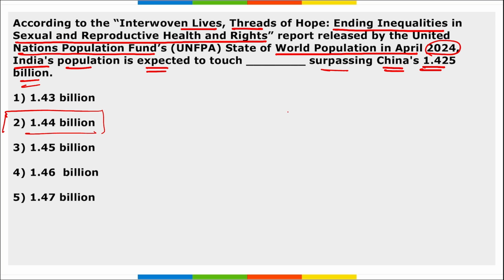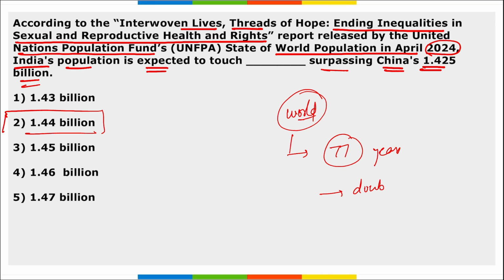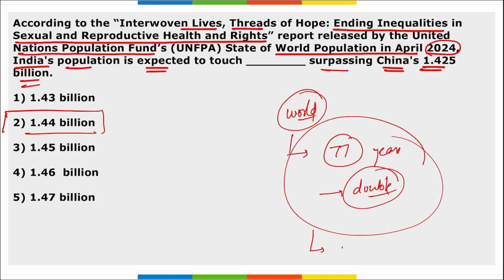1.425 billion. So just remember, we are the world's most populated country now, and it is expected that in the next 77 years India's population will double. Correct? And this data, we have done in our daily current affairs video. Tell me which is that organization that has released this data stating that in 77 years India's population will double.